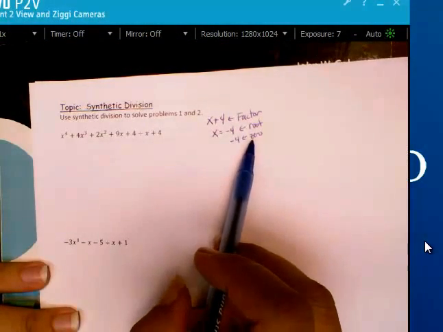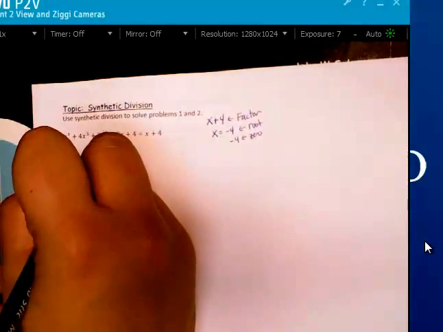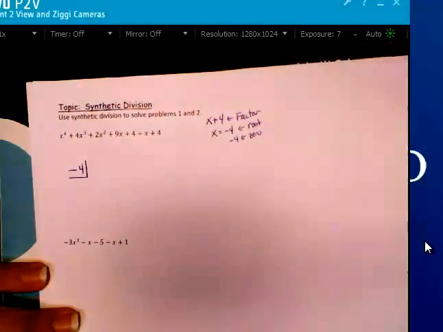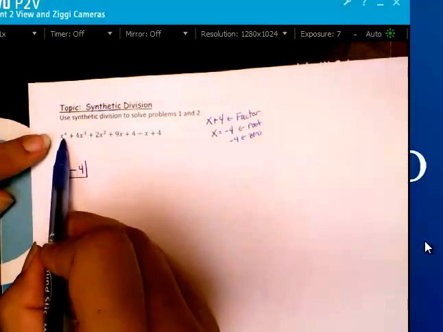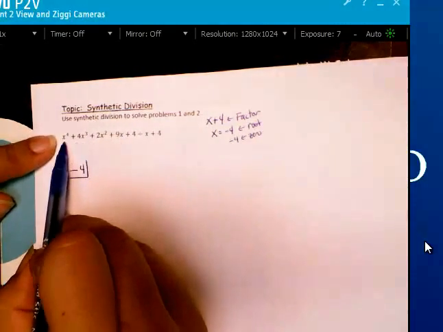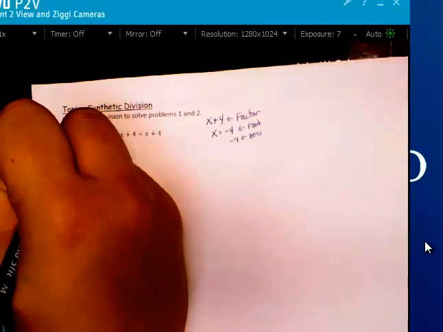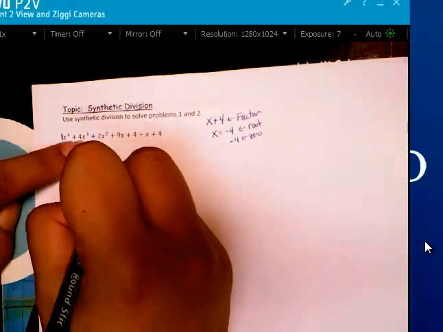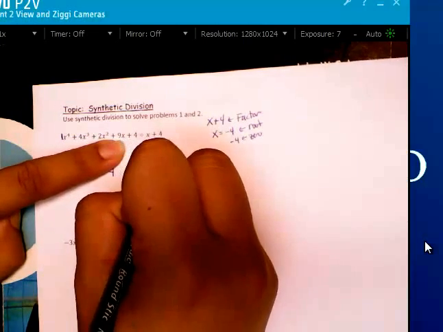When we do synthetic division, we want to use the 0, and I'll show you how to set it up. So we're going to write negative 4, and then put a little half box around it. Then, looking at this polynomial, we only write the coefficients, meaning the numbers in front of our x's. So this is 1, then we have 4, 2, 9, and 4.